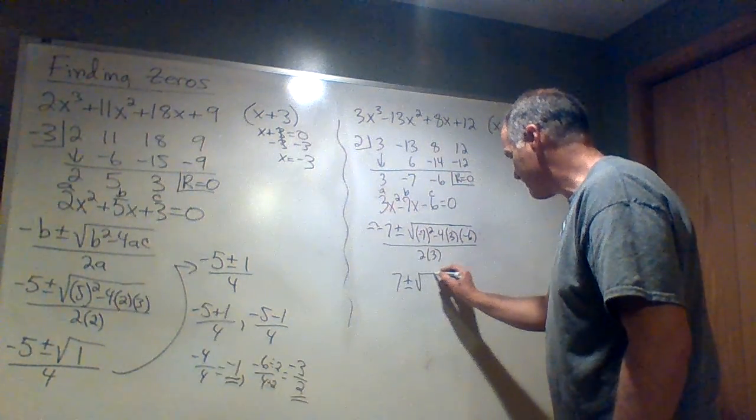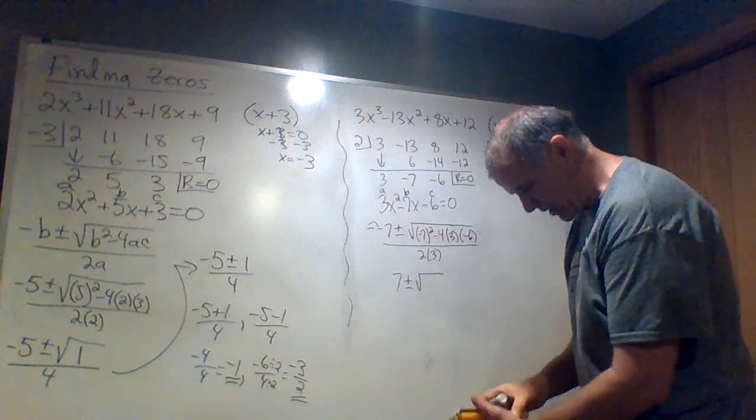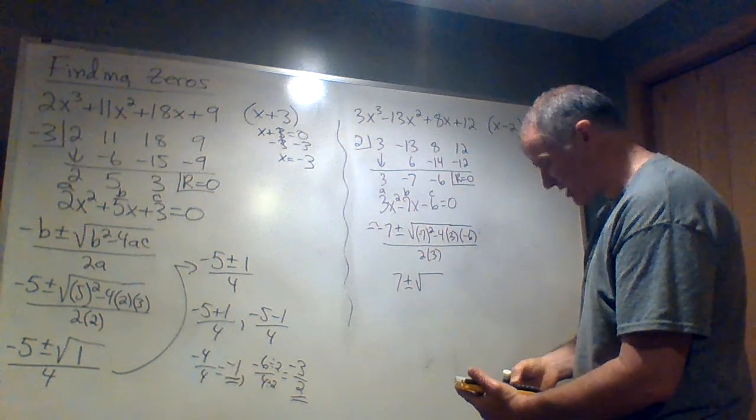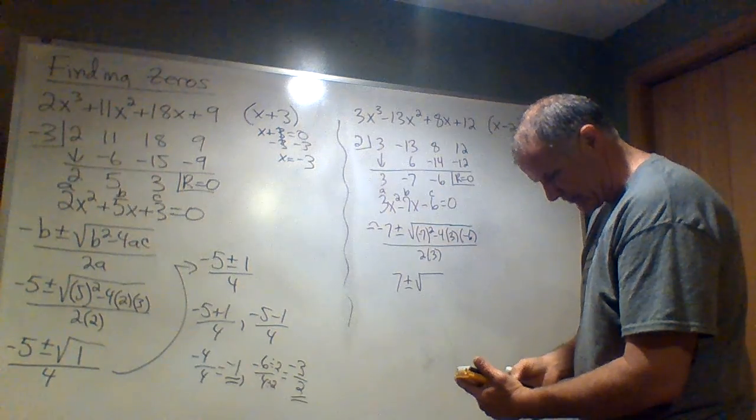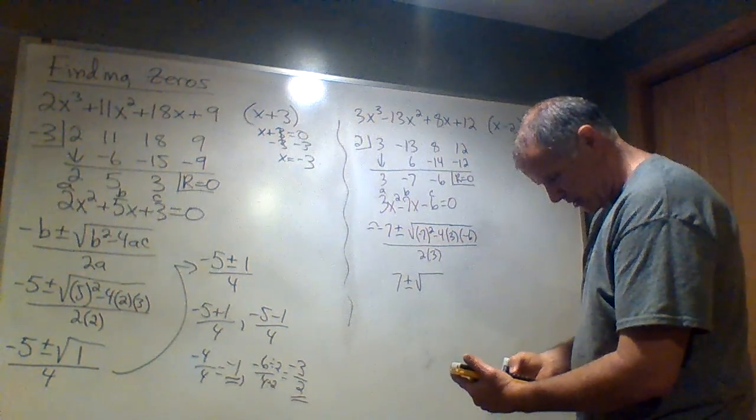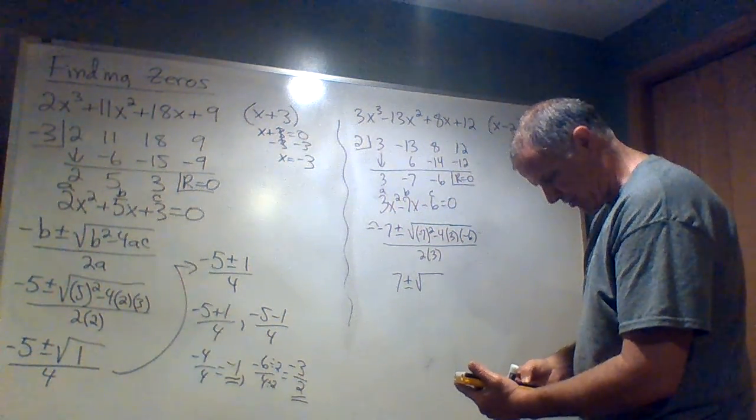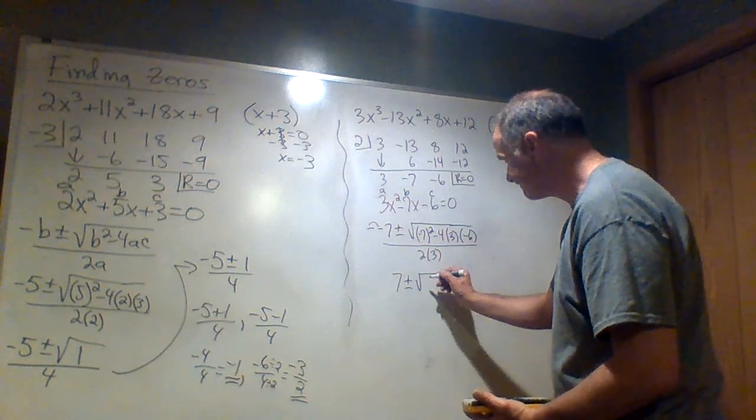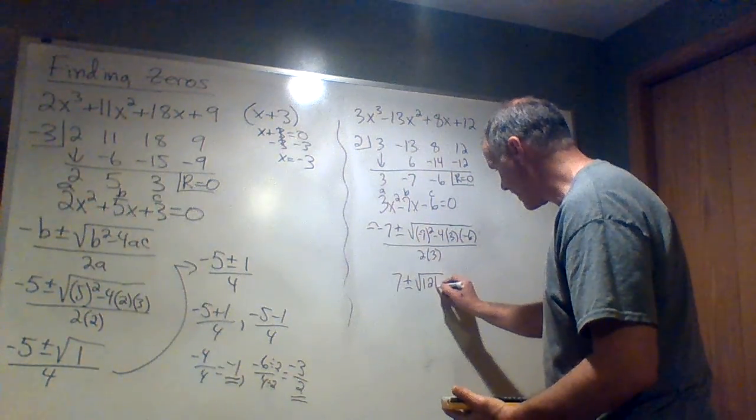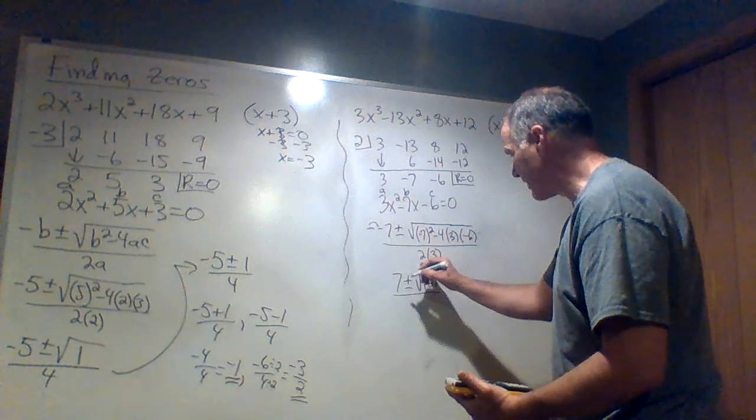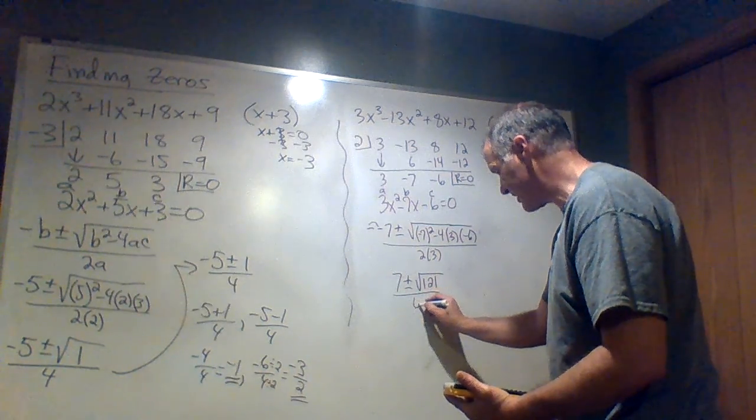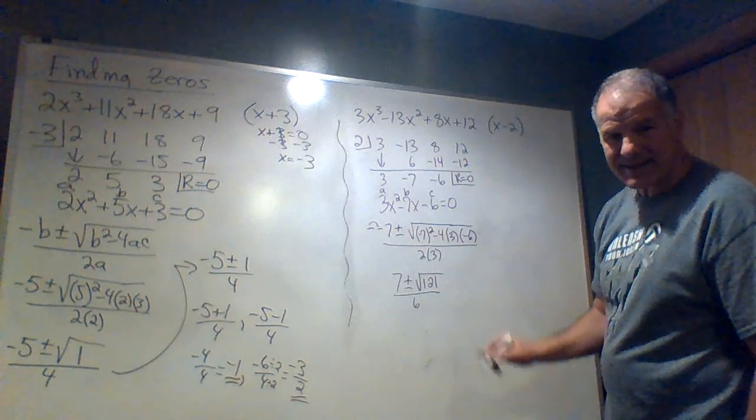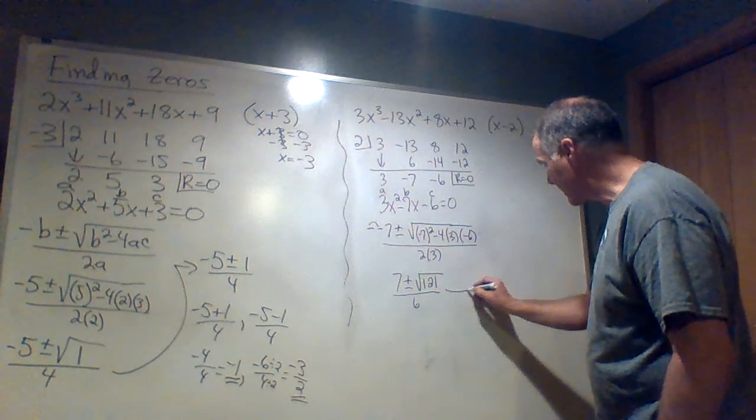Now remember, we can type this underneath part in our calculator. Okay, I did the other one kind of in my head, but this one's a little tougher. So parenthesis, -7, parenthesis squared, -4 times 3 times -6. Boom. 121. And then the bottom, remember, bottom's 2 times 3, that's 6. Okay? Now again, because that 121 is a perfect square, we can keep going.